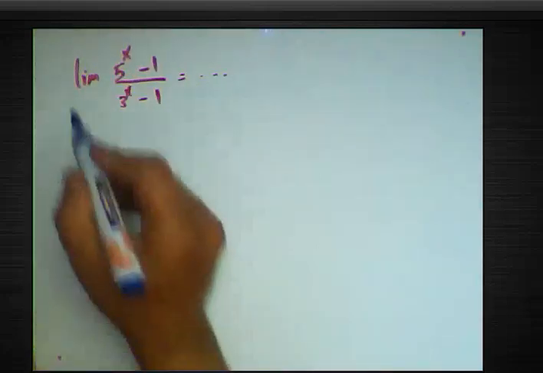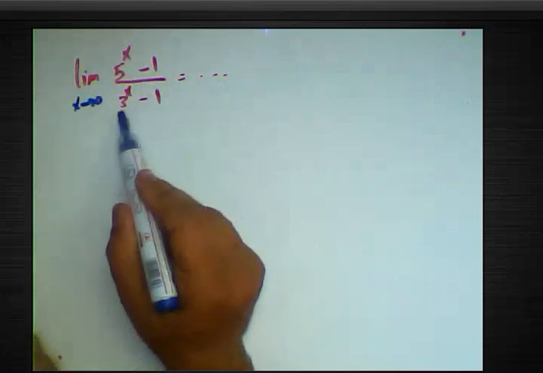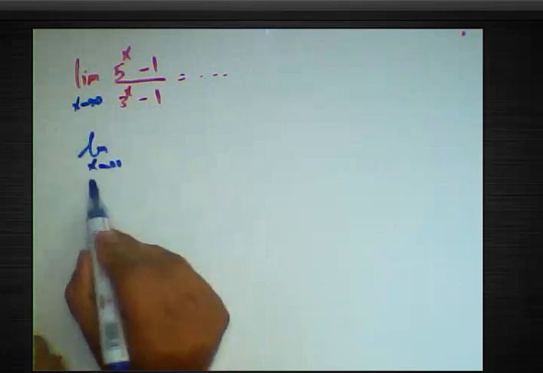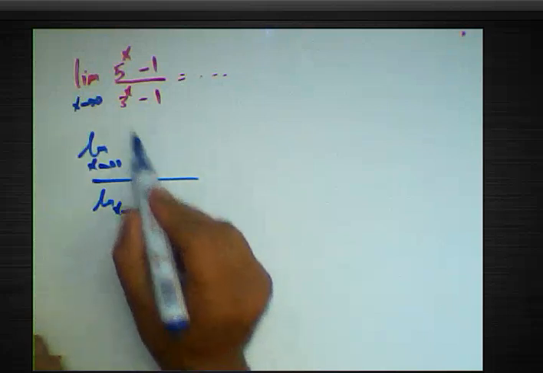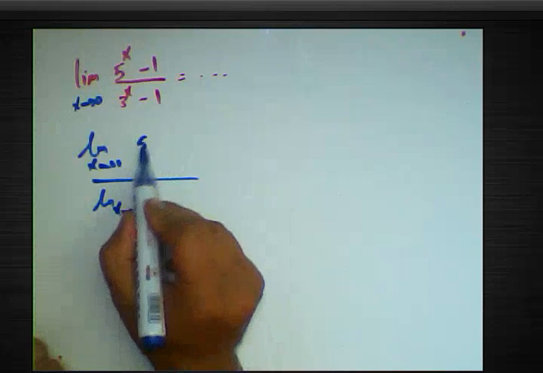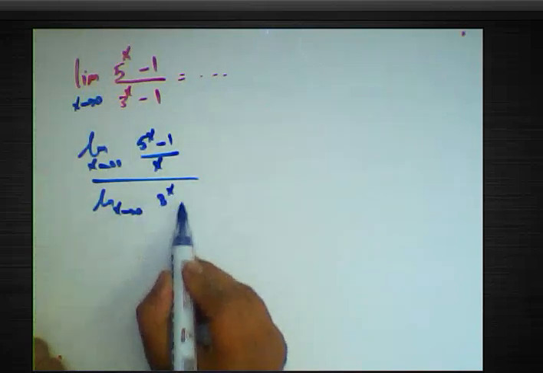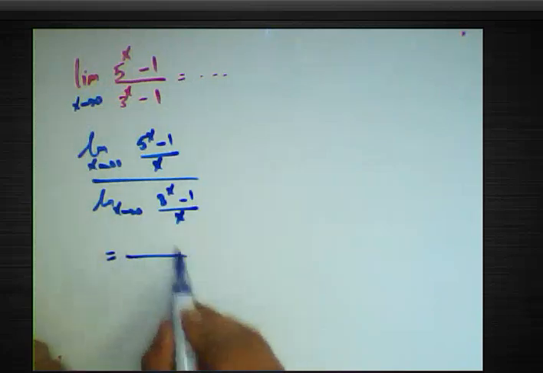Find the limit when x approaches 0 of the function (5^x − 1) over (3^x − 1). We can simplify it. I will divide the numerator and denominator by x, so we write (5^x − 1)/x over (3^x − 1)/x. We can find the result of the numerator here.